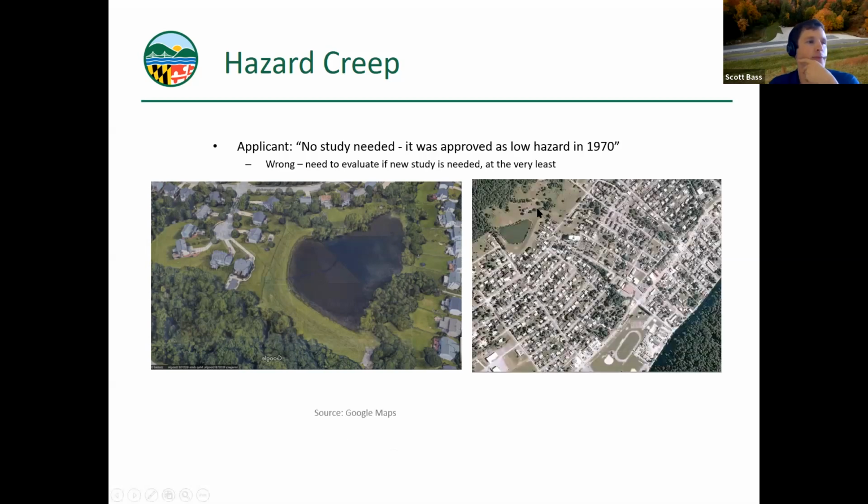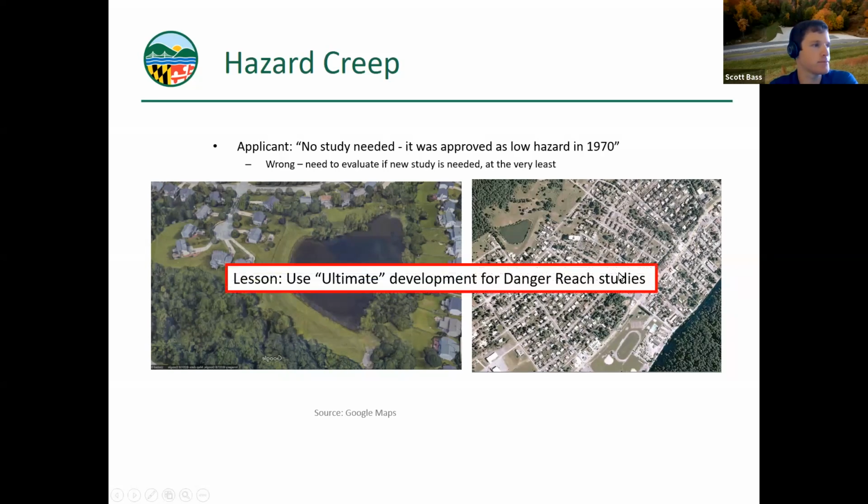Here's another example from Kaiser, West Virginia. The pond is in the upper left corner of that. You can see the downstream area. What was open space is now highly developed. Failure of this dam clearly presents a hazard to roads and houses. So one lesson of this is to use the ultimate development when conducting a dam breach analysis, and that should prevent you from having to go back and upgrade the pond at significant cost later on.